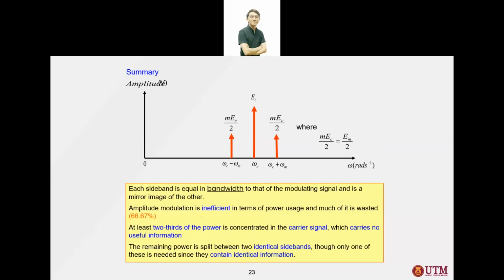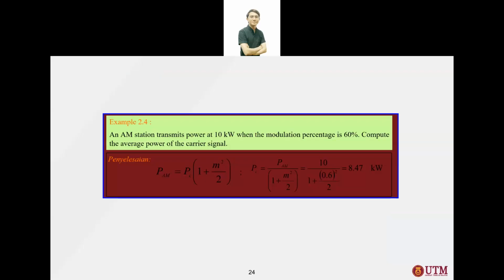Next is also the summary. Like what I told you in terms of power, we are wasting around 16.67% because we don't have any information in the carrier. So this one is pretty much what I mentioned.